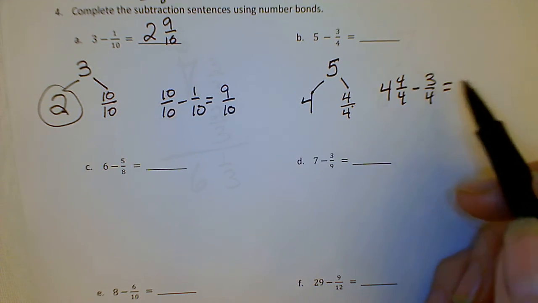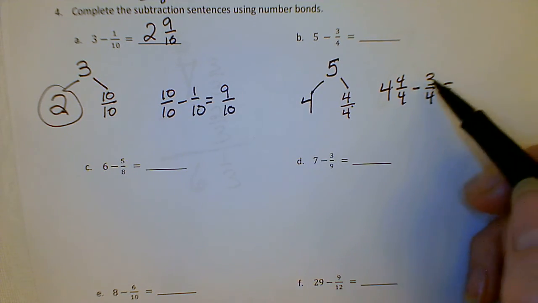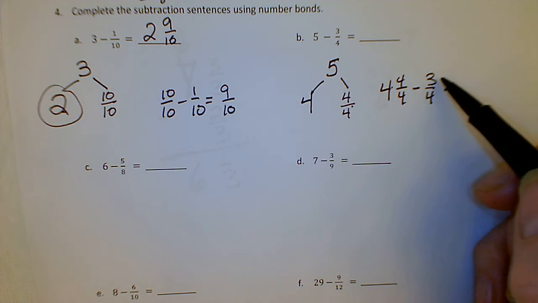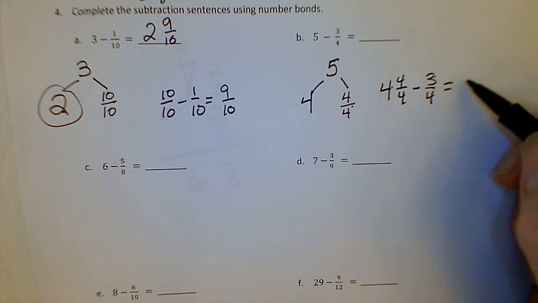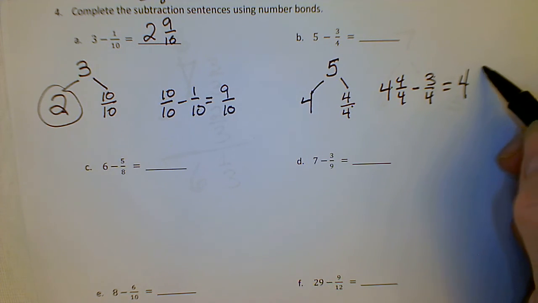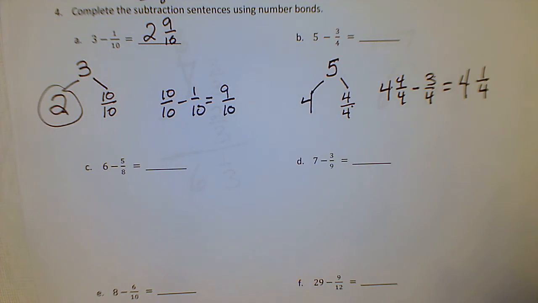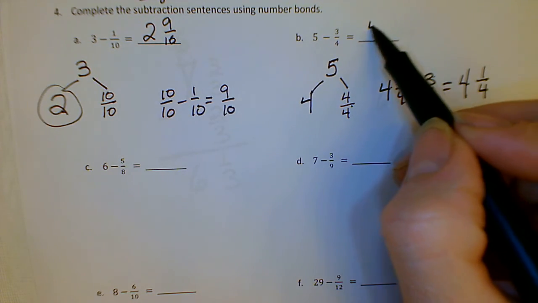So I have 4 and 4 fourths really, minus 3 fourths. Well, now I can do that. I can keep my 4, right? I'm keeping it, but I'm going to then take 4 fourths minus 3 fourths, and 4 minus 3 is 1. So we have 4 and 1 fourth. And that's what we're going to write in our answer.